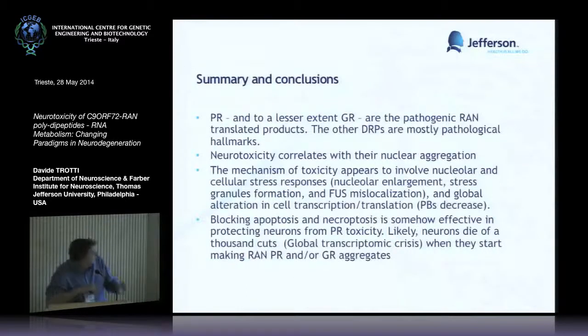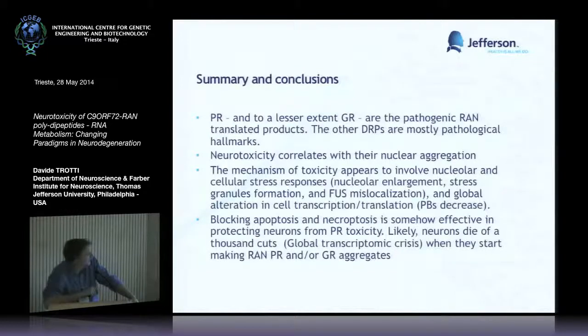So just to conclude here, what we want to propose is that PR and, to a lesser extent, GR are the pathogenic RAN peptides. The other peptides, at least in our hands, are mostly pathological hallmarks. The neurotoxicity of PR and GR correlates very well with their nuclear aggregation, and for the mechanism of toxicity, we weren't able to pick up a specific mechanism.